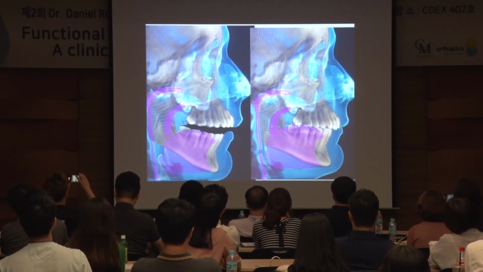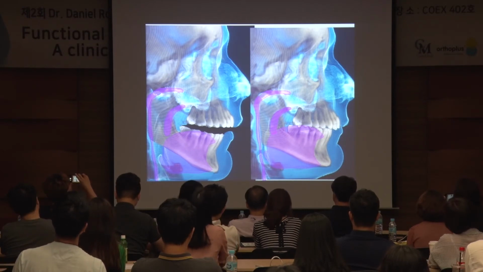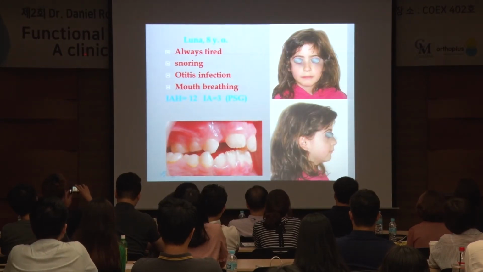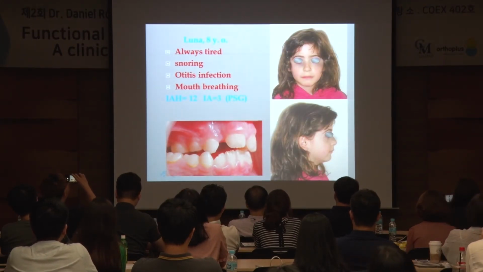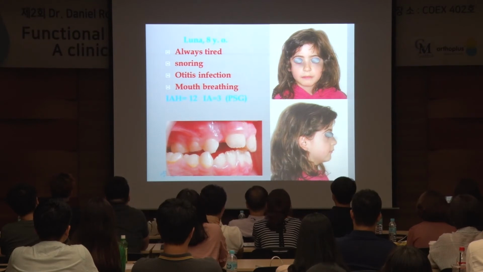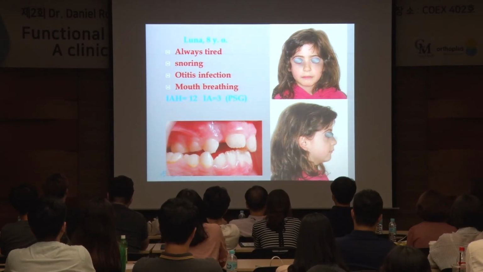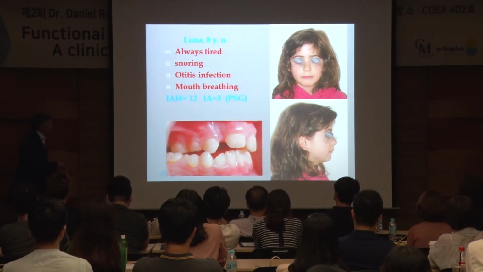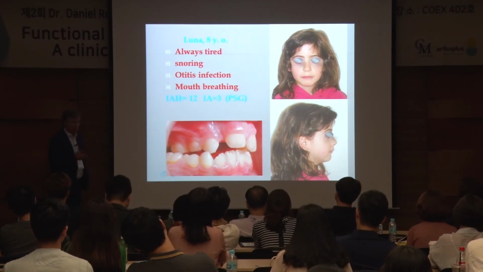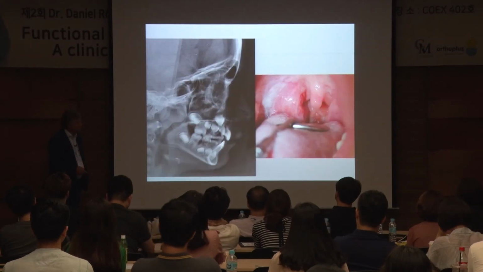Posterior low position of the tongue, a posterior position of the tongue. The tongue is lowered too. Always tired, snoring, otitis. So the number of EAH, it means number of apnea per hour, 12 per hour. She began to suffer with a poor sleep.